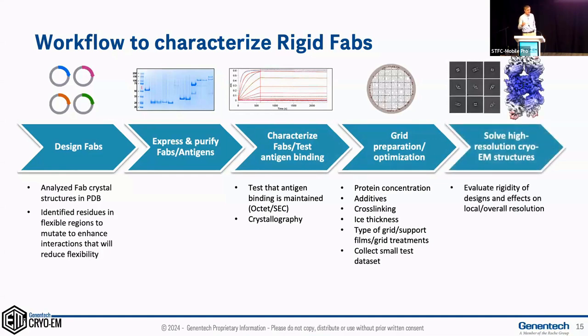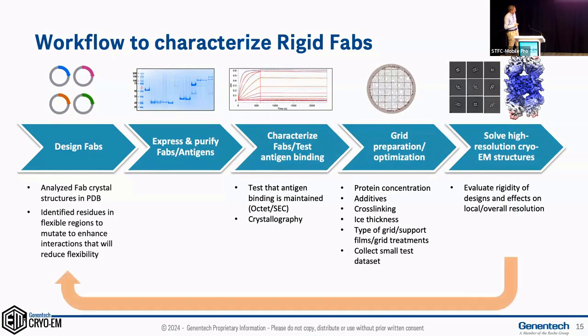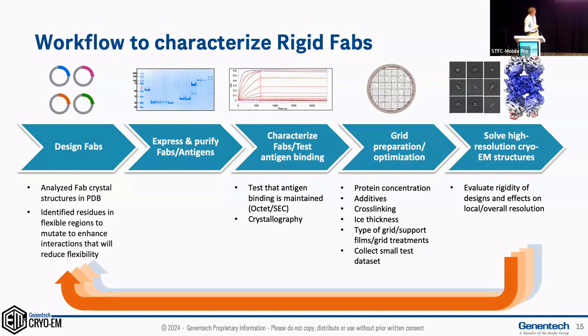And then we didn't know a better way to do it. We did a lot of CryoEM to evaluate the flexibility of the Fabs and the mutated Fabs. And this was an iterative process. When there was an initial success, we iterated with more mutations on top of the existing mutations.